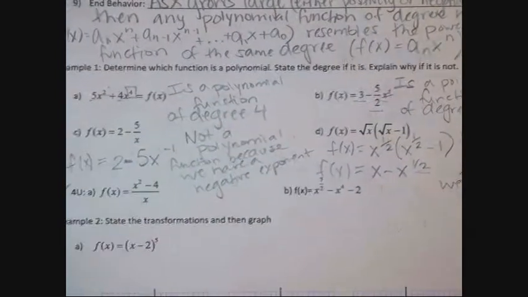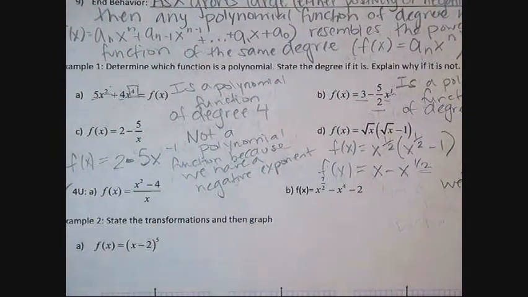So if we sum up what example 1 told us, again, if we find that we have any x's being divided in our functions or any square roots in our functions, we automatically know that these cannot be polynomial functions. Okay?